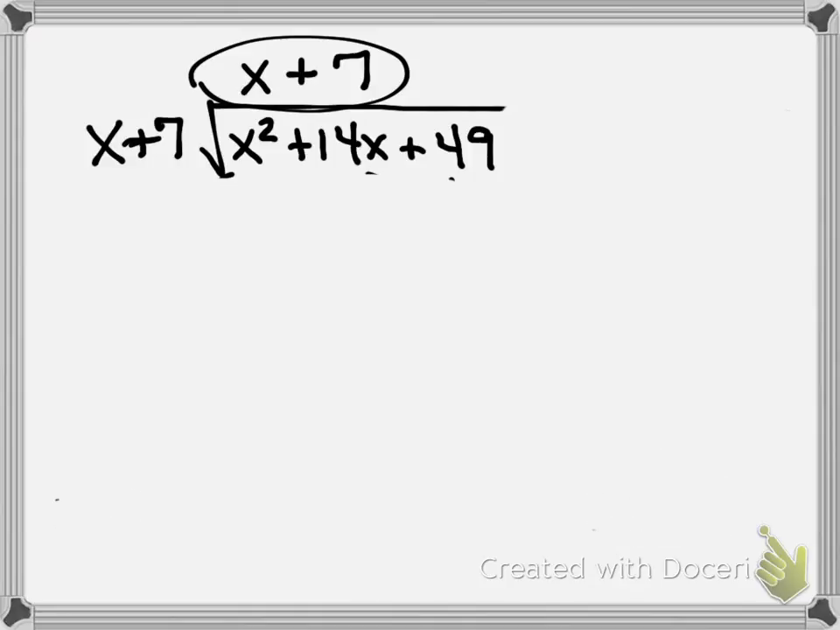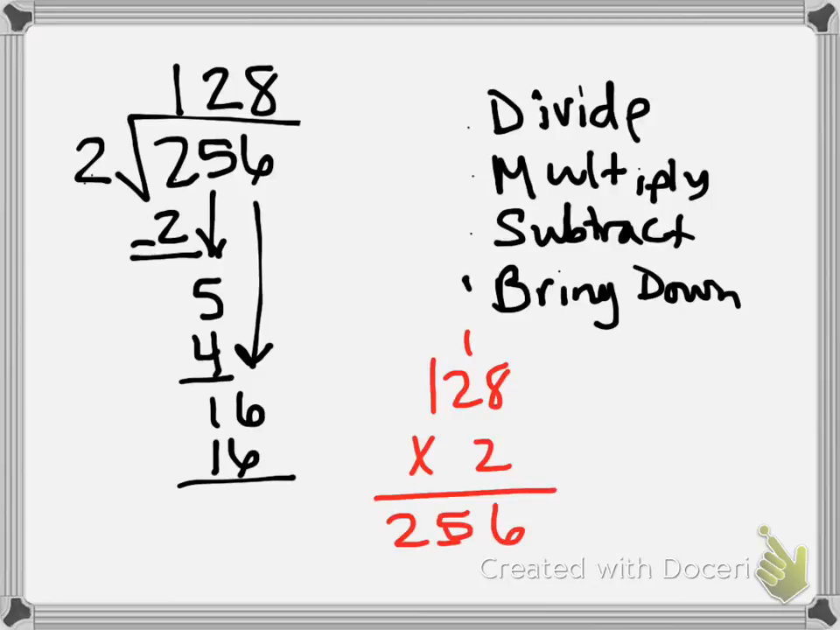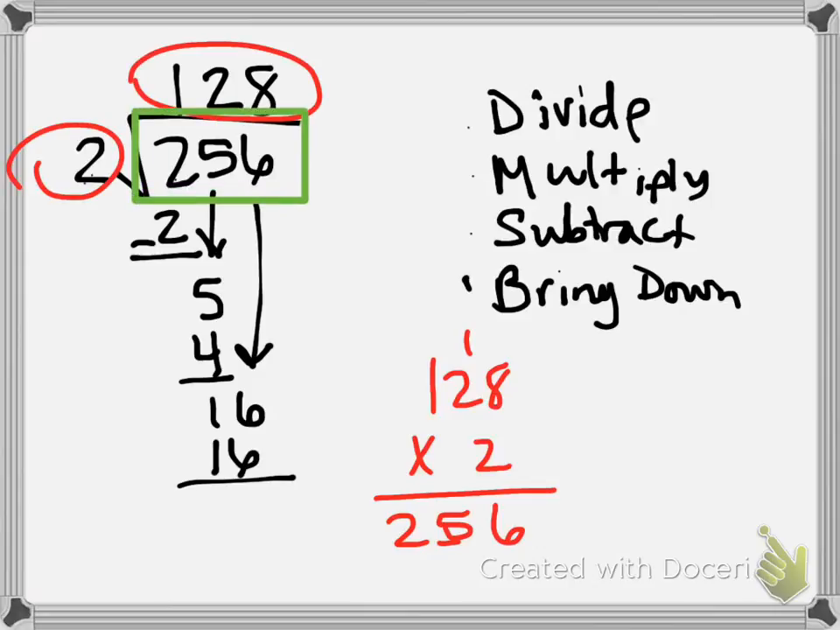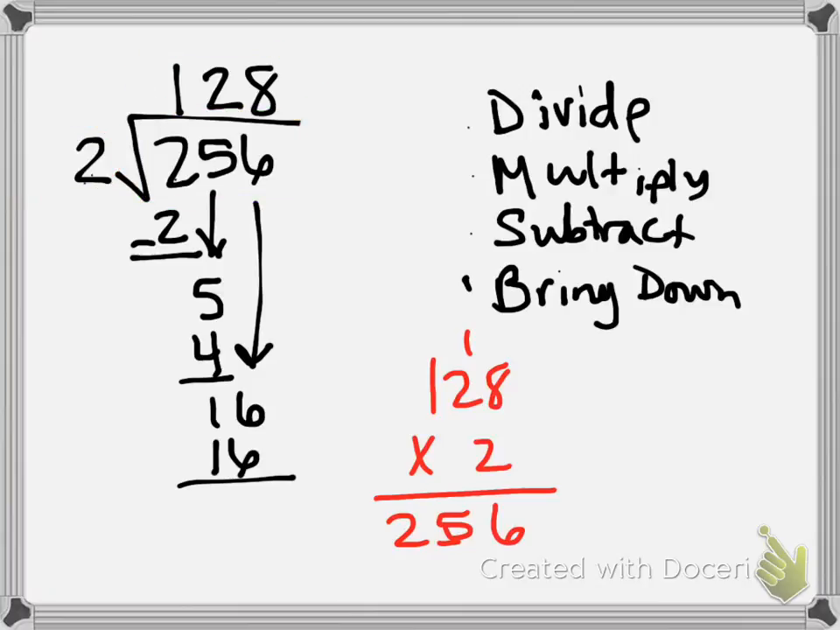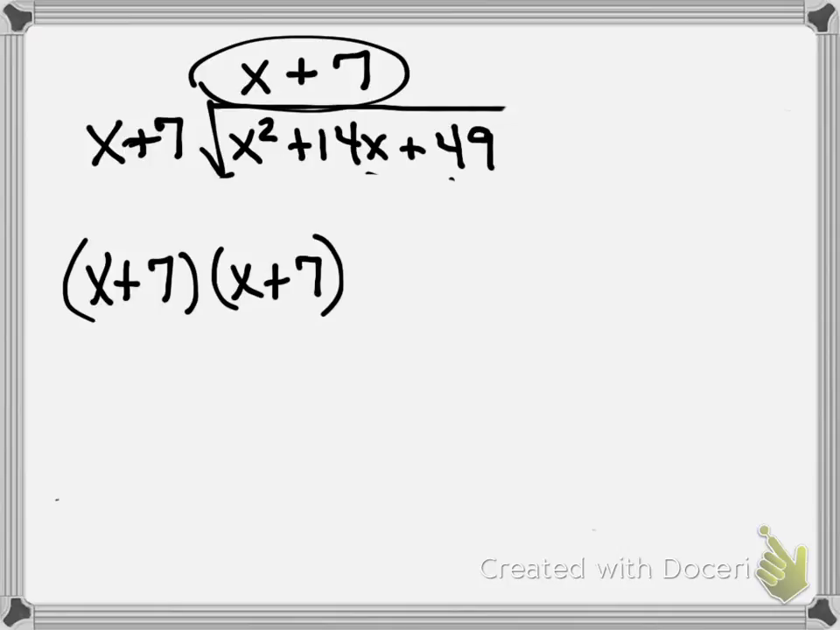Remember how we started this lesson. If you wanted to double check this, you would say 128 times 2, and your teachers made you do this. They said you got to double check your work. And what you did was you multiplied 128 by 2, and you were trying to make sure you got the dividend of 256, and that's how you double checked your work. Well, same thing here. If we take x plus 7 times x plus 7, that should equal x squared plus 14x plus 49.